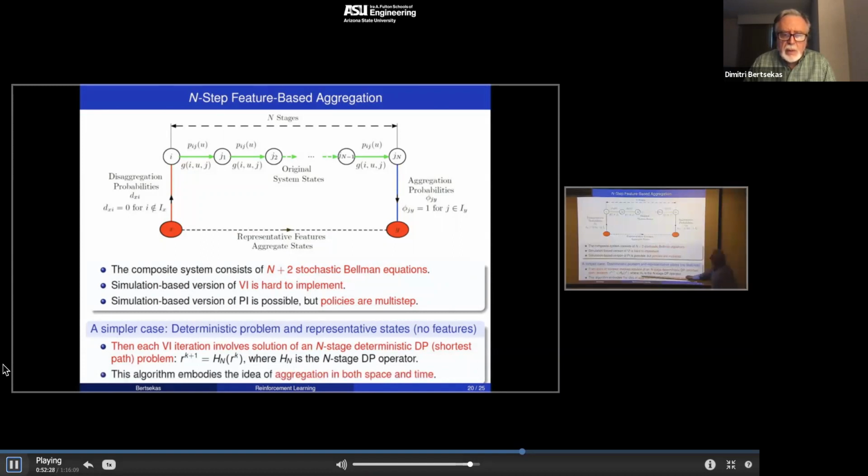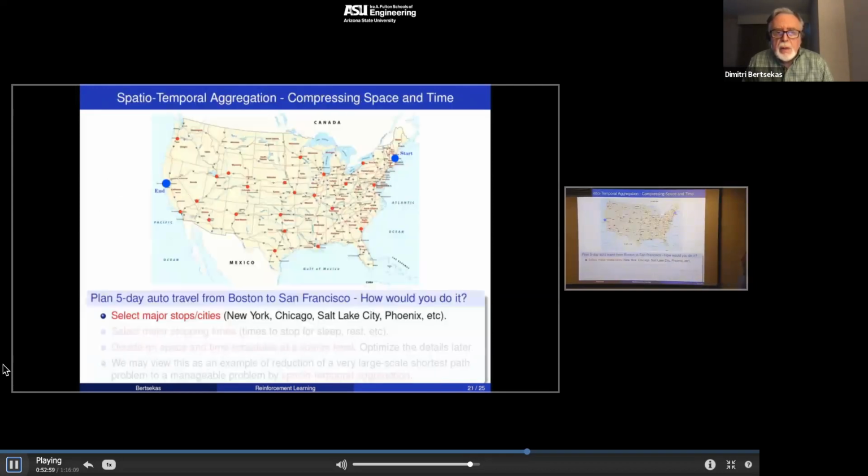So now if you look at this algorithm, it involves aggregation in space, because I'm looking at a small subset of states, the representative states, but it also involves aggregation in time. I'm aggregating n stages, n time steps, into a single transition from X to Y. So that's the last topic I want to look at, which I call spatial temporal aggregation.